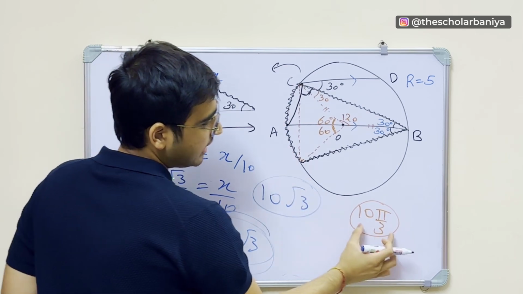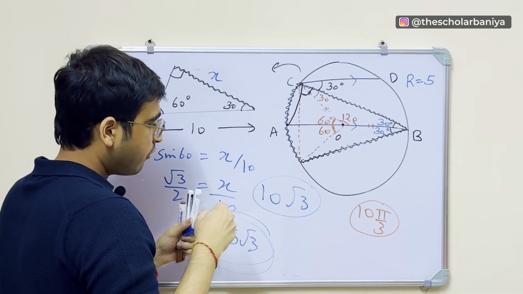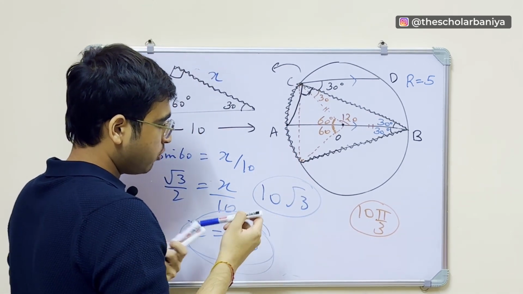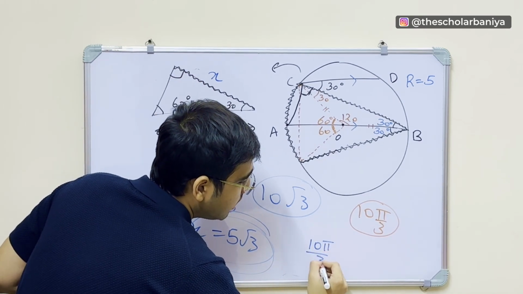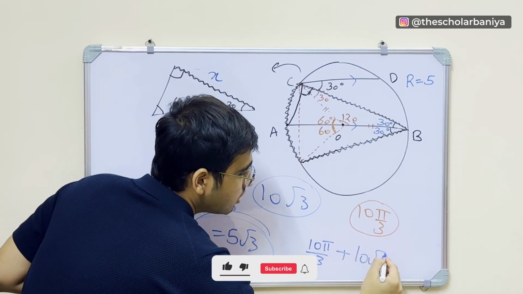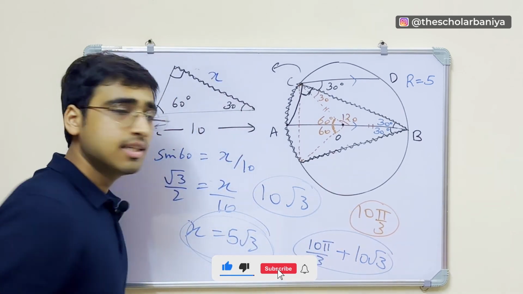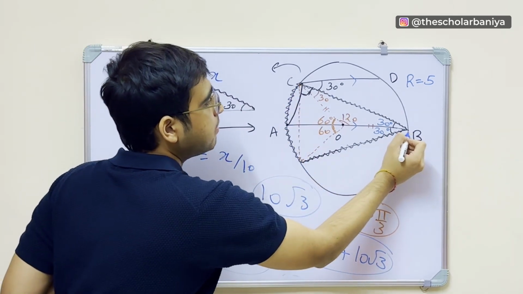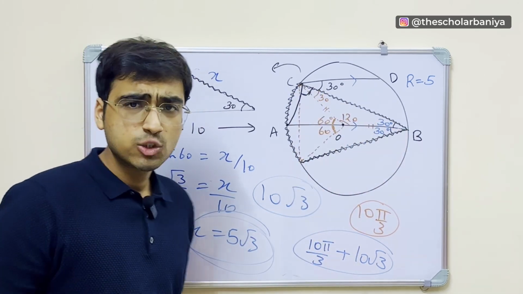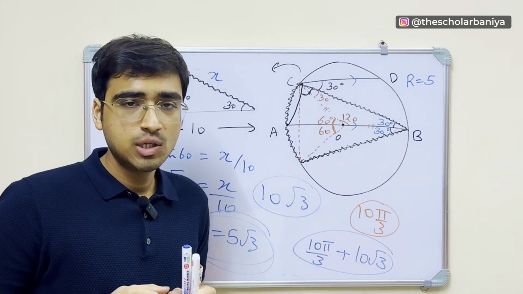This length is 10 pi by 3. So your final answer becomes what? Your final answer becomes 10 pi by 3 plus 10 root 3. So this is the final answer of the length of this plus this plus this. So I hope this should be absolutely clear.